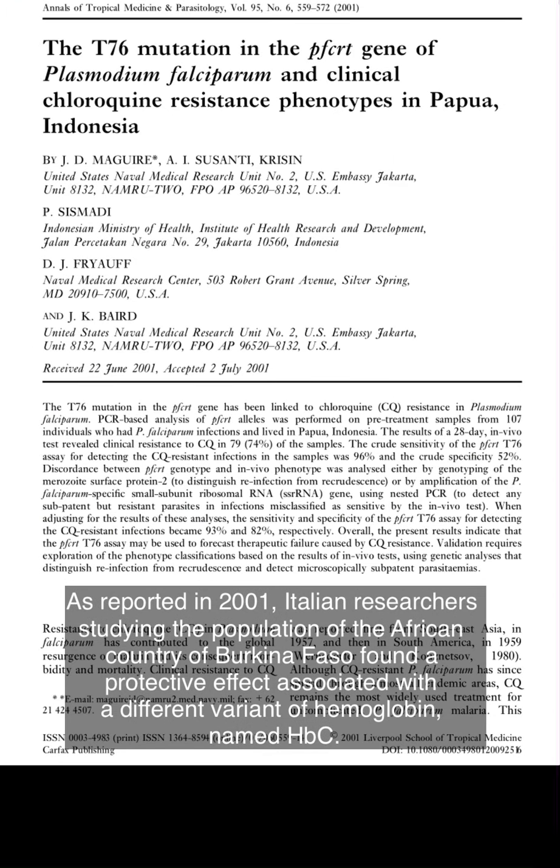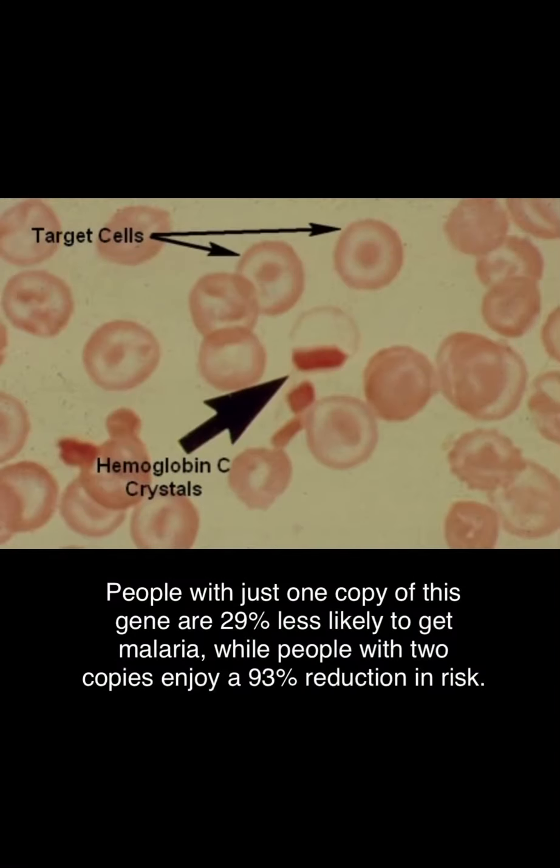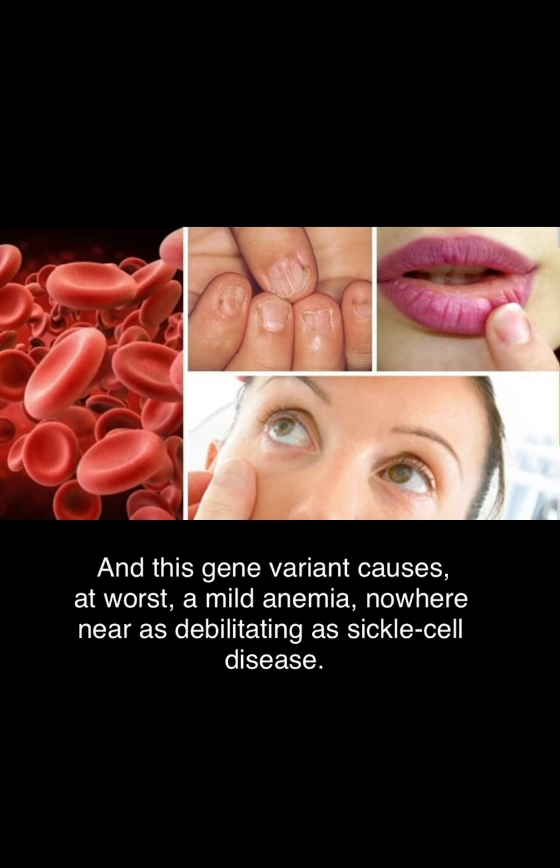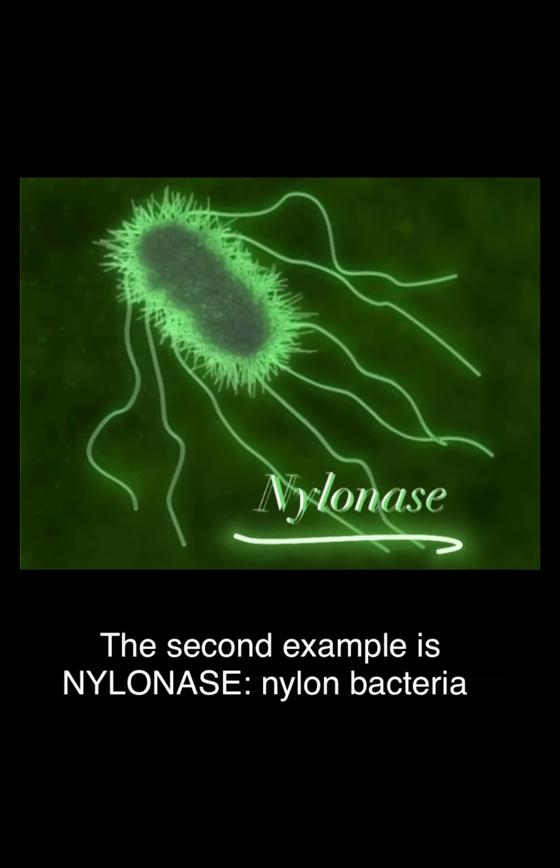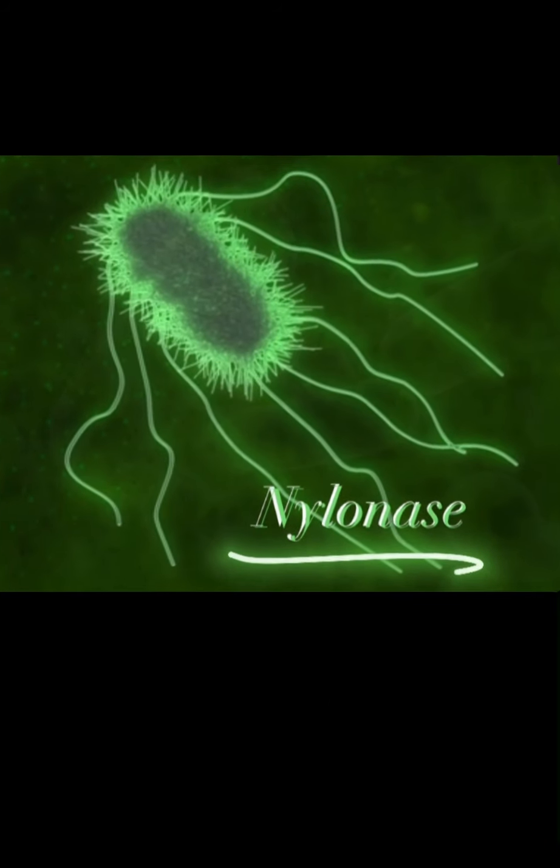As reported in 2001, Italian researchers studying the population of the African country of Burkina Faso found a protective effect associated with a different variant of hemoglobin, named HbC. People with just 1 copy of this gene are 29% less likely to get malaria, while people with 2 copies enjoy a 93% reduction in risk, as the gene variant causes, at worst, mild anemia, nowhere near as debilitating as sickle cell disease.